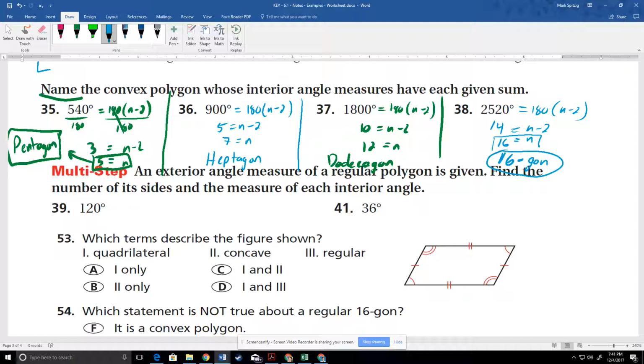So we're talking about a regular polygon. I think I did both of these in class, but that's okay. A regular polygon is given. Find the number of sides and its interior angle.